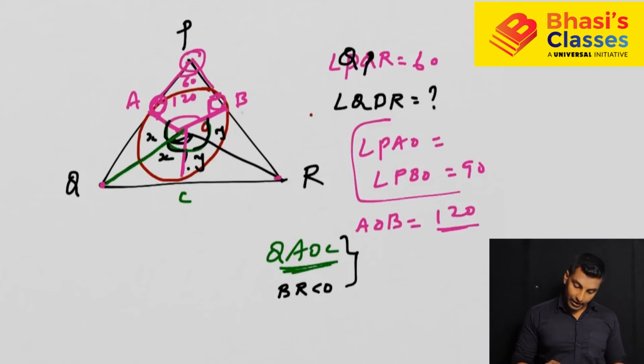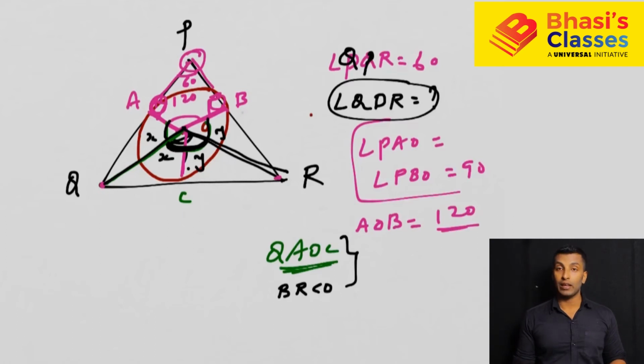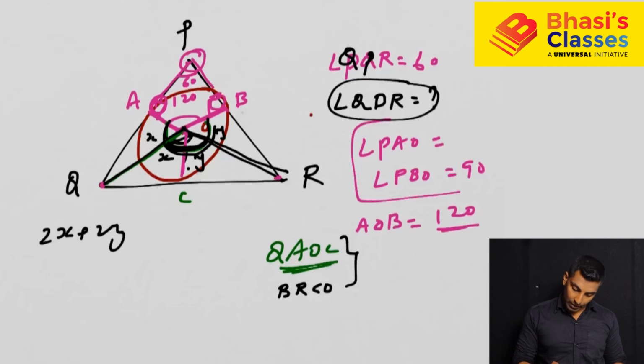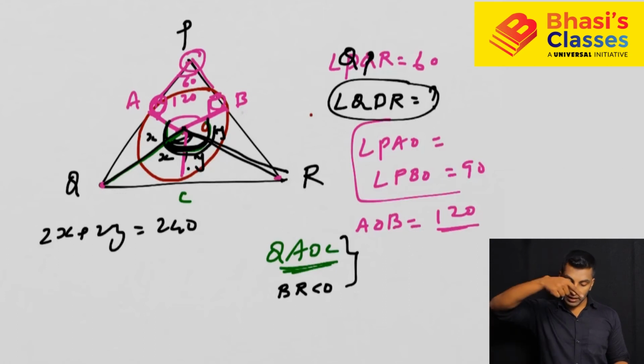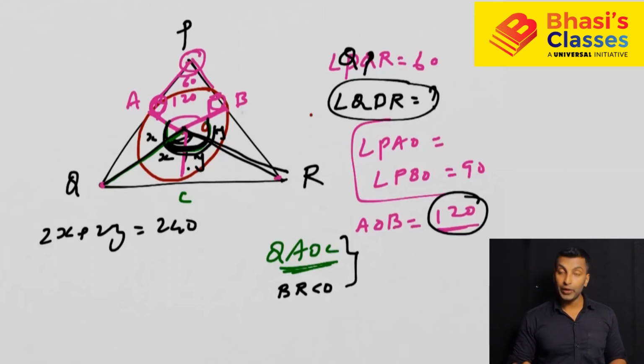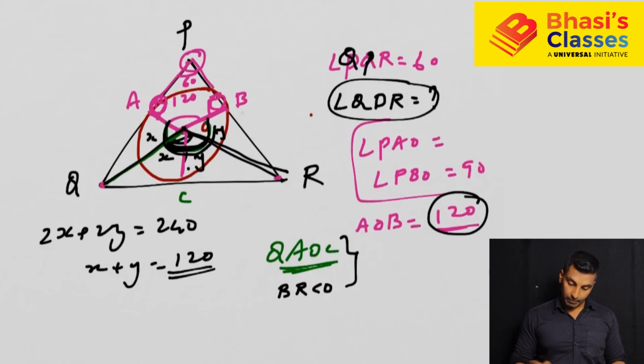And what we need to find here is this angle, right? This angle is what we need to find out, because this is QOR. So that is X plus Y. Here, 2X plus 2Y is equal to 240, because the total is 360, and 360 minus this 120 gives 240. So 2X plus 2Y is 240, and X plus Y you get as 120. So what is the answer for the question which is asked? 120. I hope this is clear for all of you.